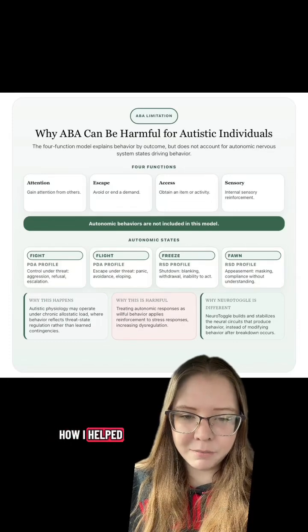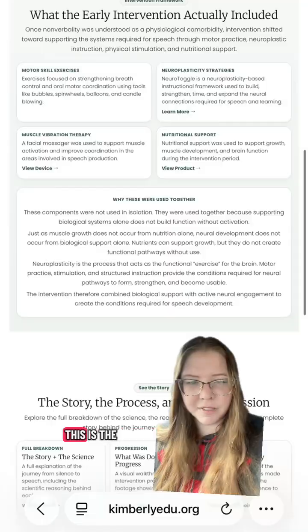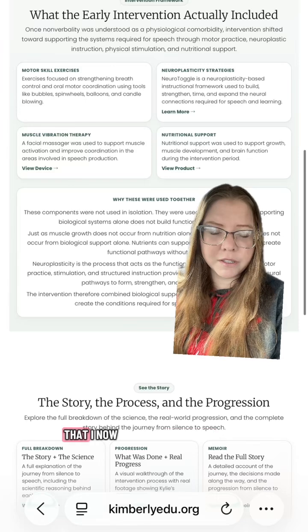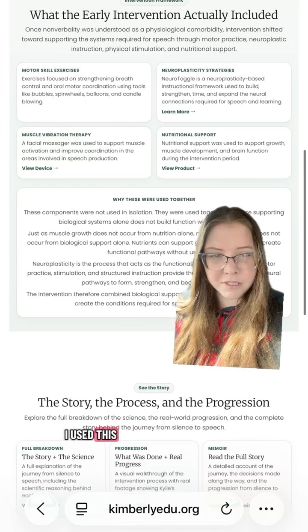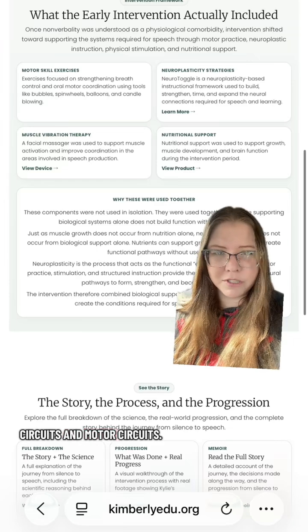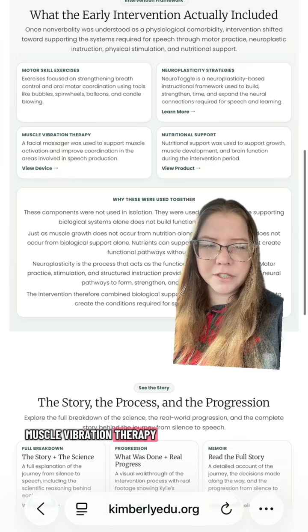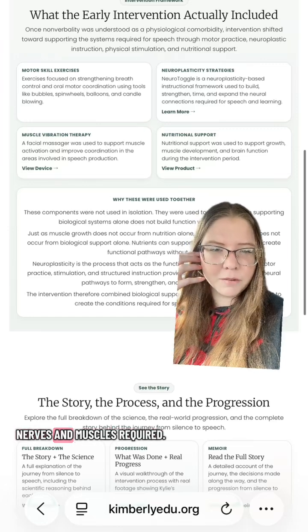Let's talk about how I help my nonverbal autistic daughter speak. This is the full protocol that I used. I created a neuroplasticity-based instructional framework that I now call NeuroToggle. And I use this to target linguistic circuits and motor circuits. I also used motor skill exercises, muscle vibration therapy to activate the nerves and muscles required.